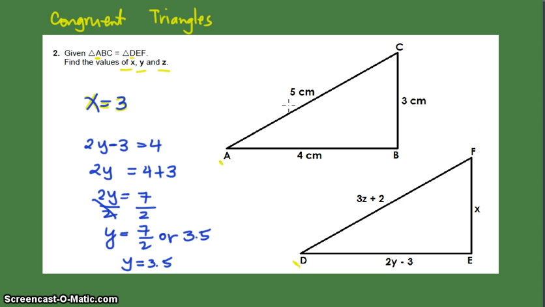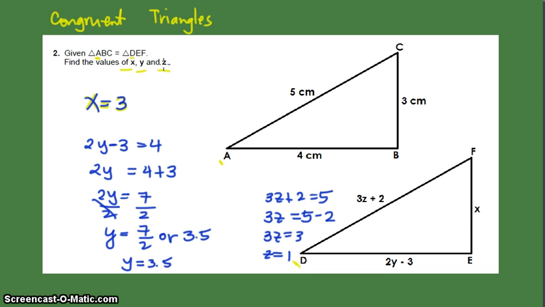And in the same manner, if I have to solve for z, DF is equal to the measure of AC. So 3z plus 2 must be equal to 5. If I subtract 2 on both sides, this will become 5 minus 2, and 3z is equal to 3, and that gives me z equals 1 if I divide both sides by 3. So by just knowing the corresponding sides, we were able to find the value of x, y, and z.